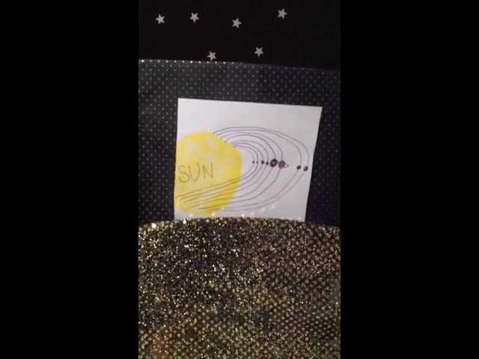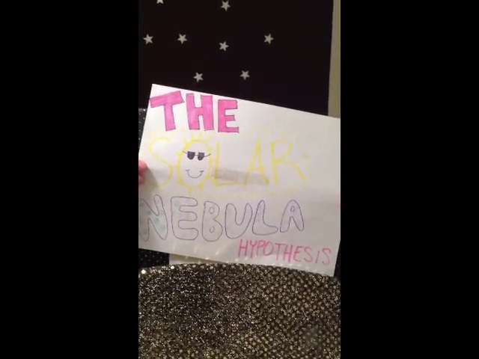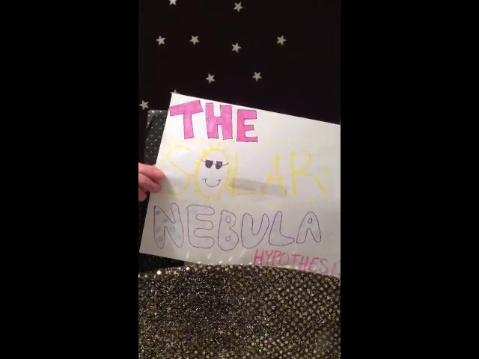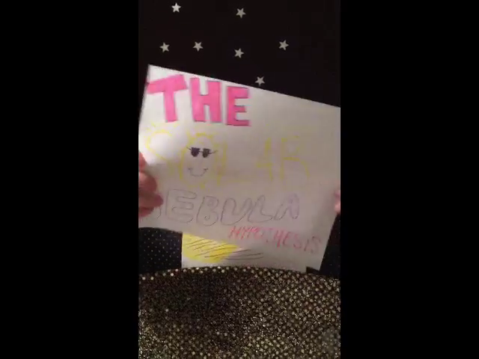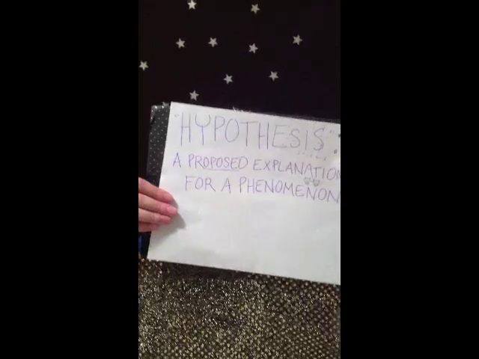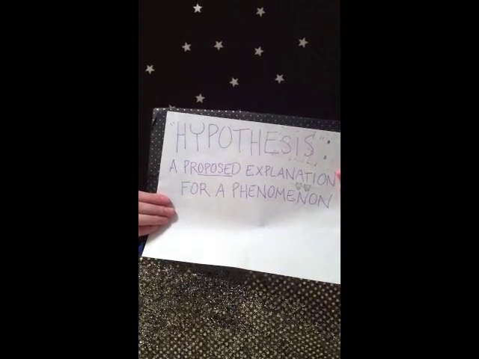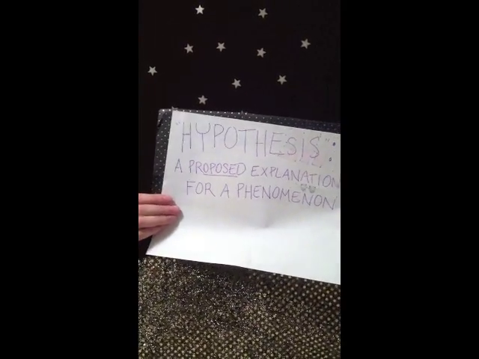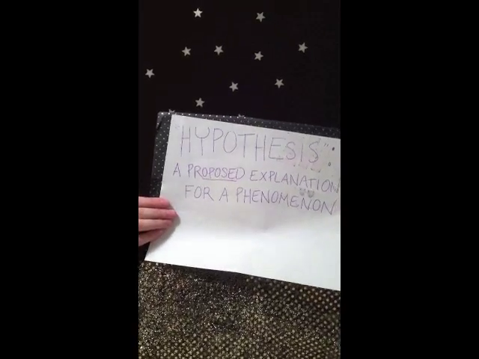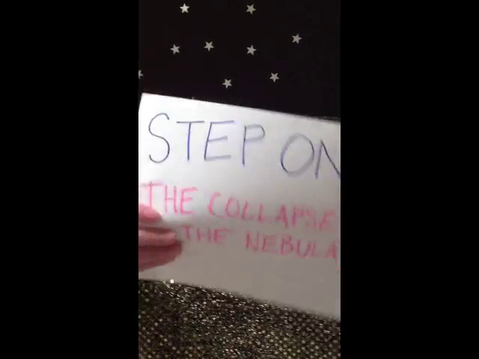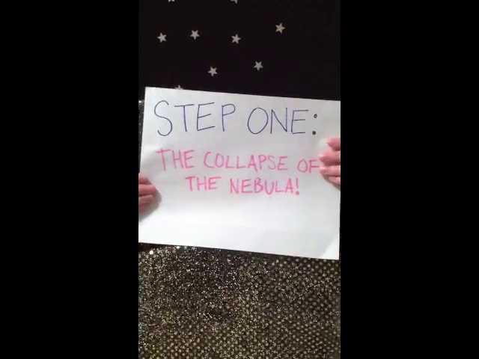How was it formed? Scientists believe our solar system formed by the solar nebula hypothesis. Now, keep in mind, this is just a hypothesis, but it's widely accepted by scientists. Let's split this formation up into 5 steps. Step 1. The collapse of the nebula.